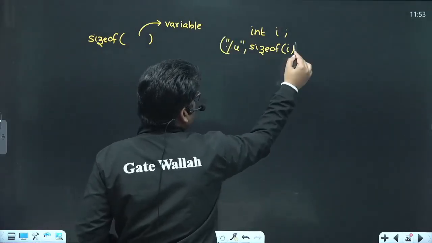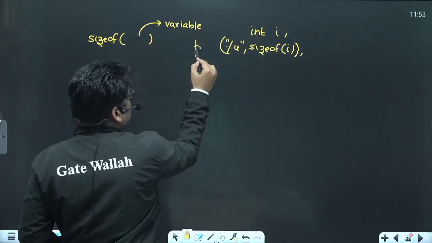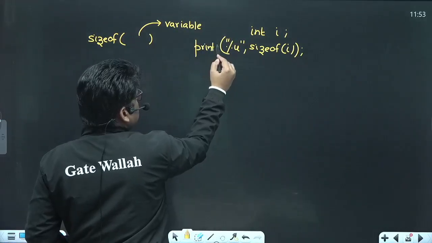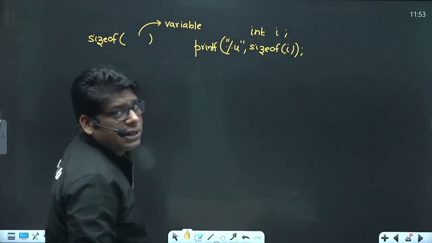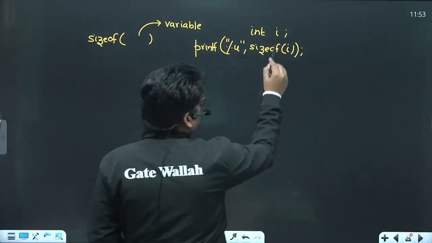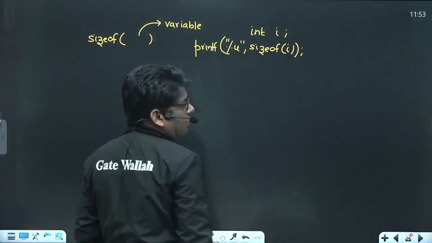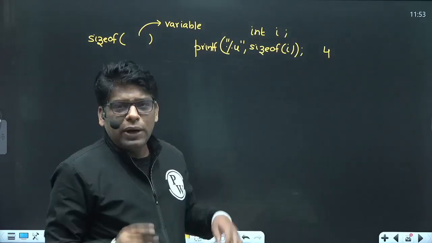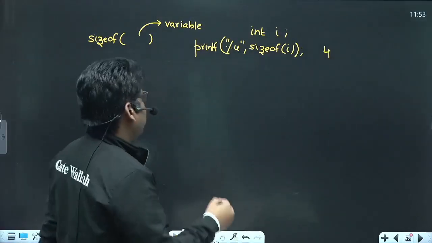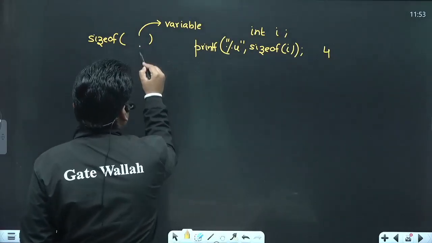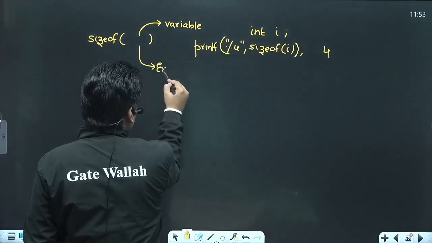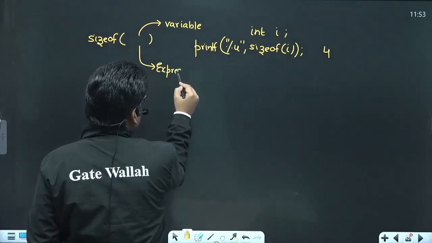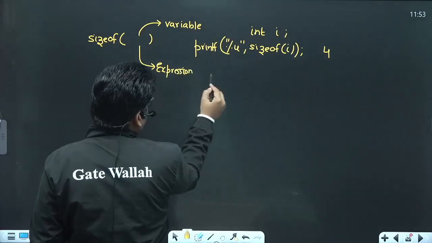I hope you remember why I am using %u, because the result of sizeof is an unsigned integer. Now, because i is a variable of type int, sizeof knows that the answer is 4. Do I need to execute anything? No, sir. Sir, can it be an expression? Of course, it can be an expression.